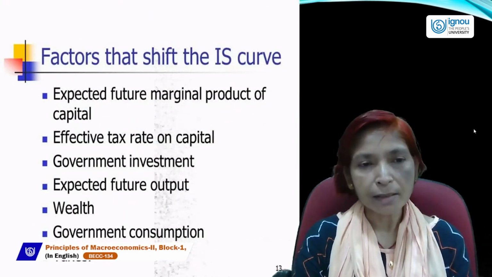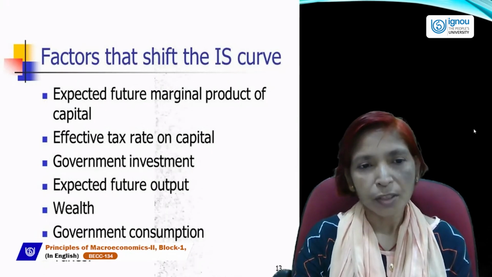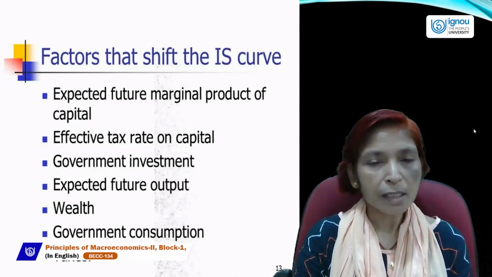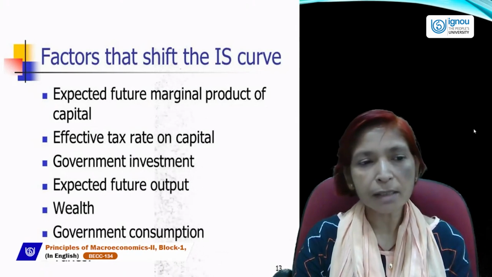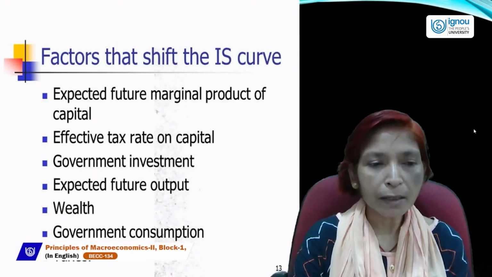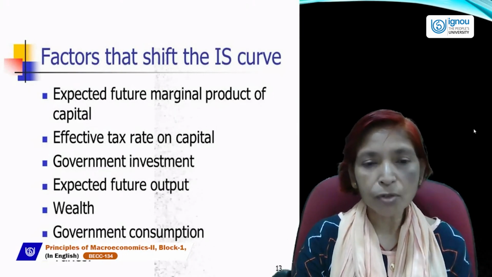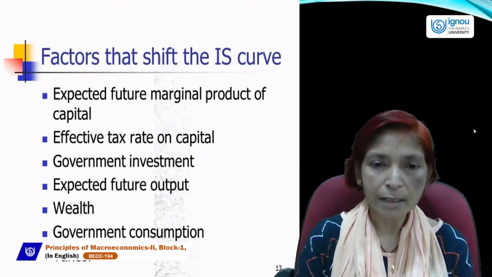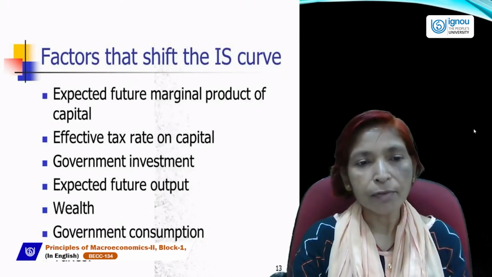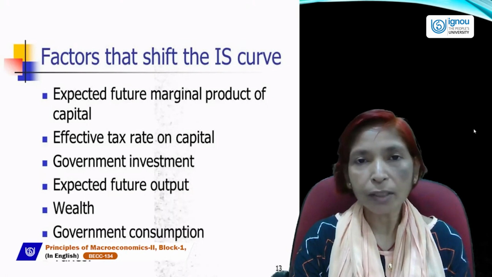Next is what factors are responsible for the shift in the IS curve. There are many factors which are always behind the shift in the IS curve. One is the expected future marginal product of capital. If we expect that the future marginal product of capital will increase, then the IS curve will shift to the right hand side. And if we expect that it will fall, then the IS curve will shift to the left hand side. Second is the effective tax rate on capital.